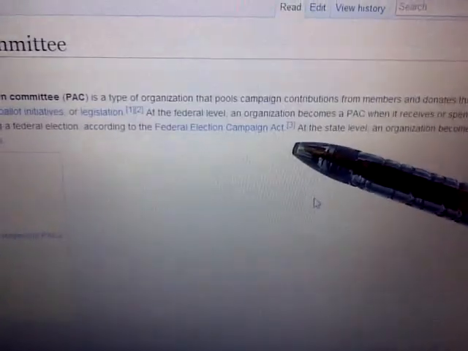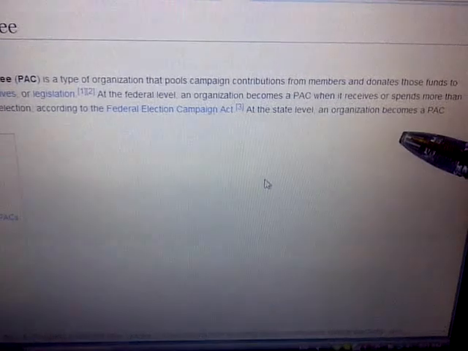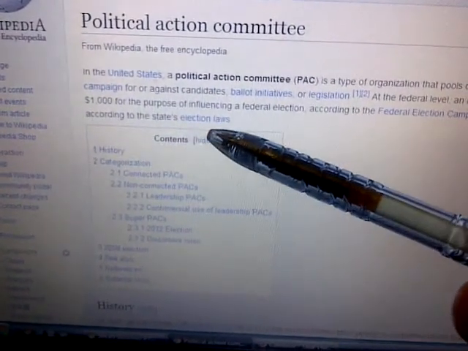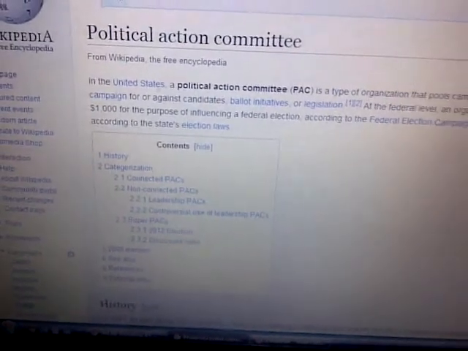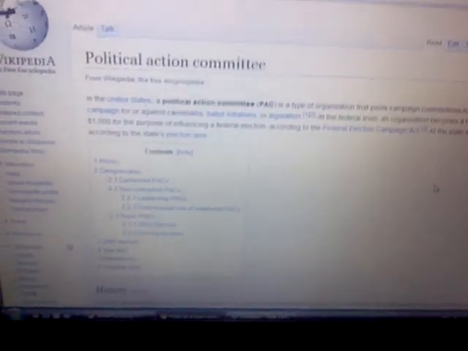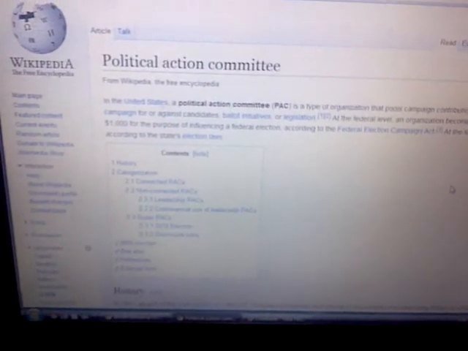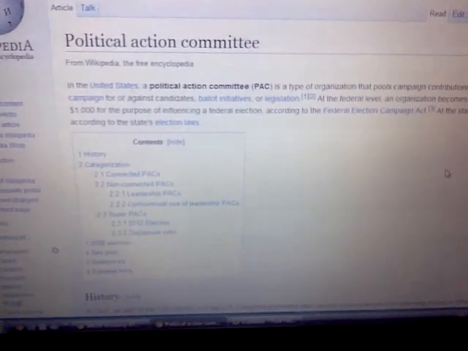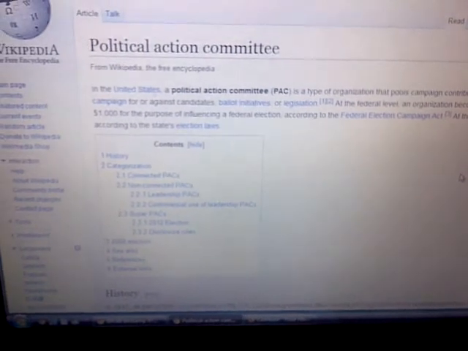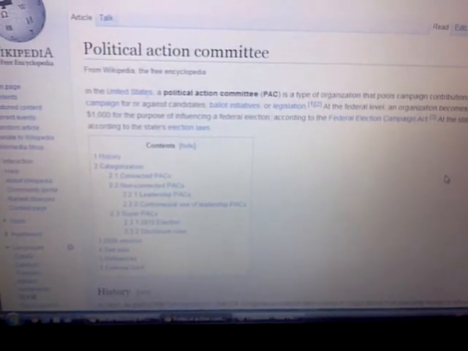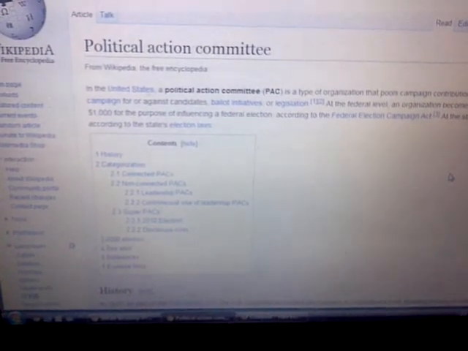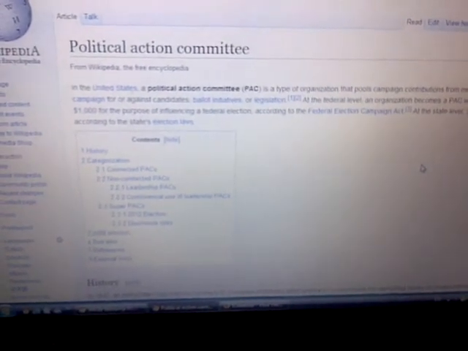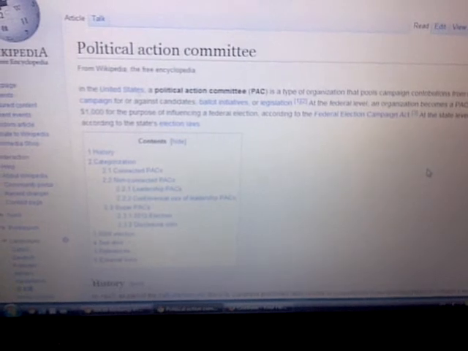And then at the state level, an organization becomes a PAC according to the state election laws. Okay, so whatever the state election laws are. So, this idea of forming some kind of super Bitcoin PAC, or a Bitcoin super PAC, I mean, it's possible. It's doable.